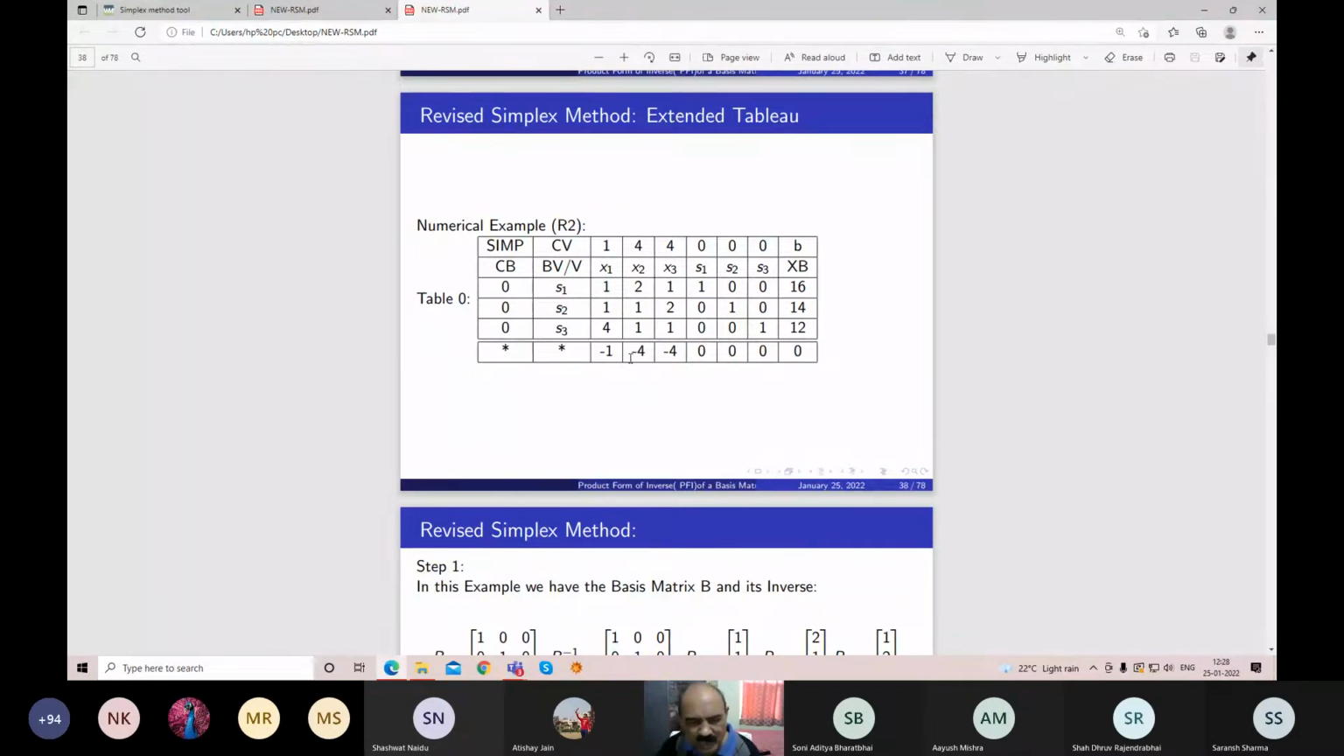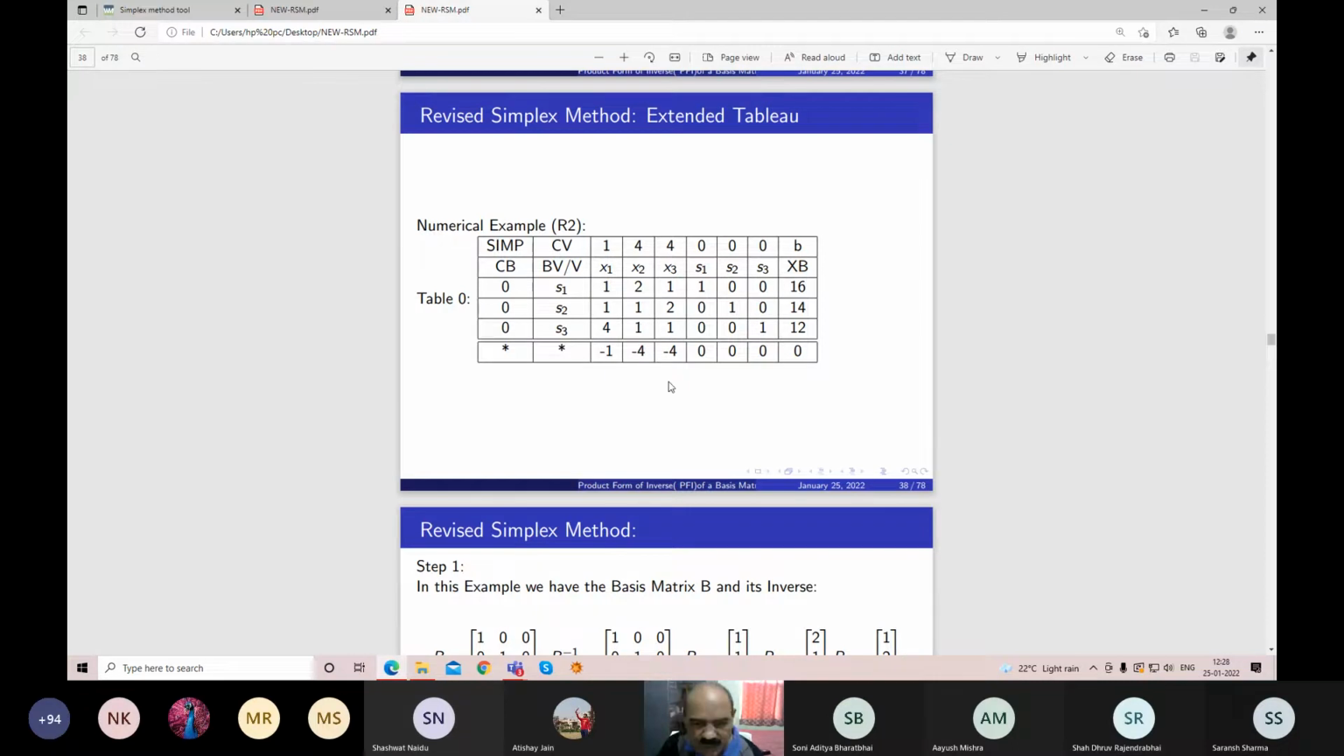We choose the most negative element. What is the most negative element? Minus 4. There are two minus 4s. Since there are two, you can select one of them, either the second column or the third column, whatever. Because if there is a tie, you can break the tie arbitrarily, there is no harm. Generally, the biggest one we are considering. So the biggest in terms of the negative coefficient is minus 4.